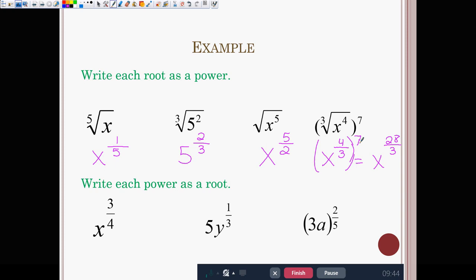Now we're going to be turning something from an exponent form or power form into a square root or cubed root or whatever type of root. And it's going to be called radical form. All right, so I always start off with my base.